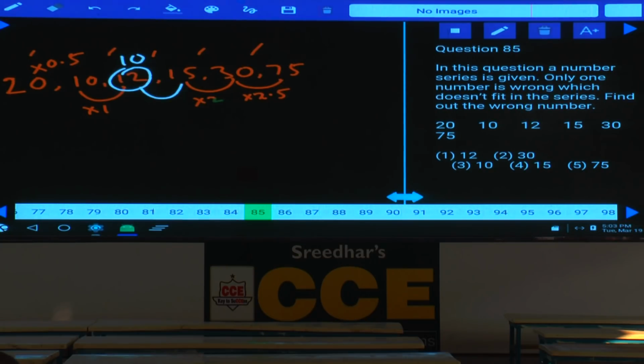If it is 10, then 10 into 1.5 is 15. Now into 0.5, into 1, into 1.5, into 2 and into 2.5. Then what is the wrong number here? 12 is the wrong number and the correct number is 10. Hence choice 1 is the answer. Done. Now this is about paper number 620.